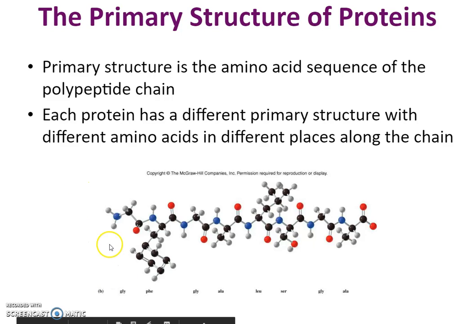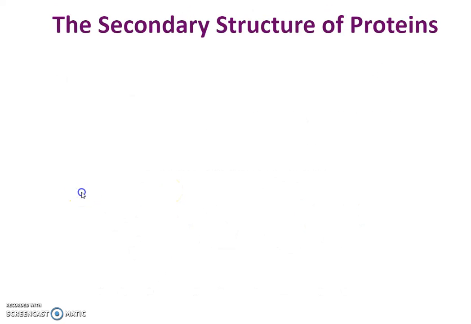So you literally would just write, right here, there's glycine, there's phenylalanine, another glycine, an alanine, a leucine, a serine. So that's just going to be the order of the amino acids when you first write the letters out that they're going to be. Each protein has a different primary structure because they all have different orders of amino acids.